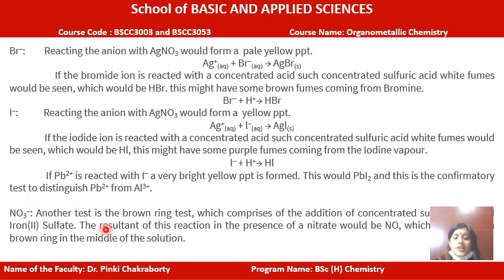Next, the most important category is nitrate. What happens in nitrate is that it undergoes the brown ring test. Whenever there is a salt containing nitrate and you dissolve it in water, and then add concentrated acid and iron(II) sulfate, you will see at the mouth of the test tube the formation of a brown colored ring. That confirms the presence of NO3 minus.